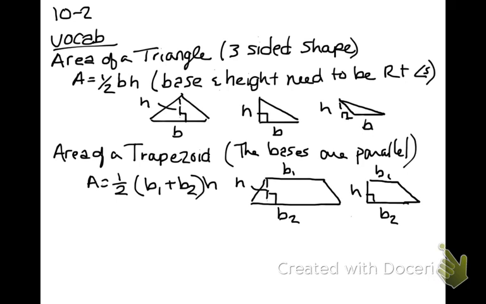Alright, so now we're on 10.2 where we're talking about triangles and trapezoids. The vocabulary is area of a triangle, which is a 3-sided shape. The formula is A equals 1/2 base times height. The base and the height need to be right angles.